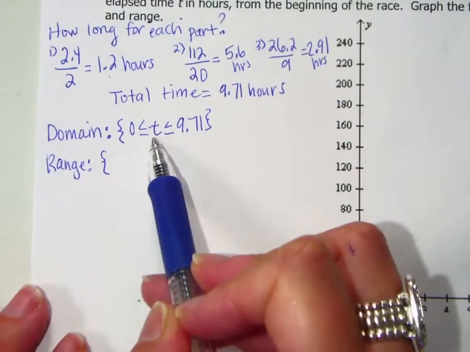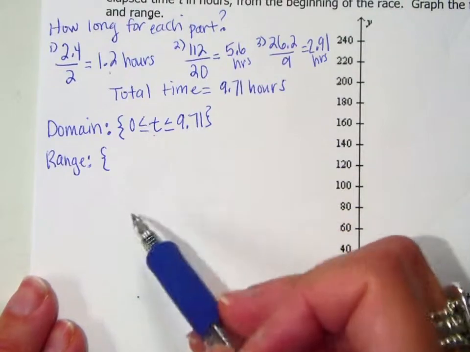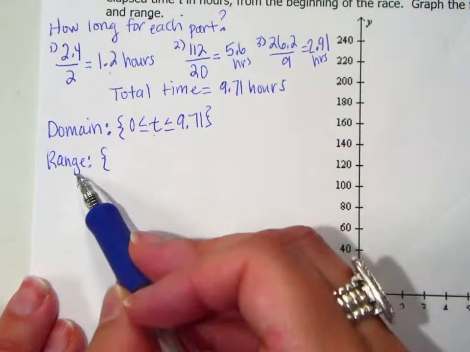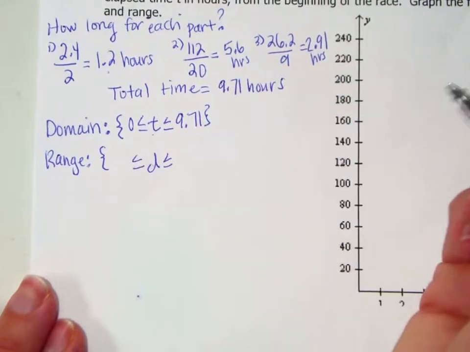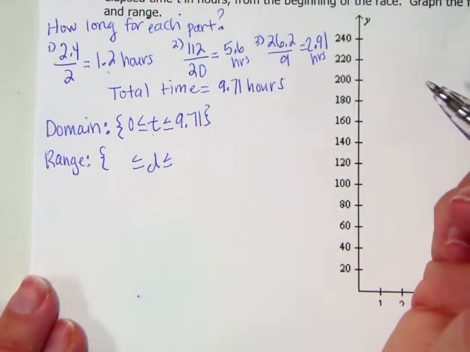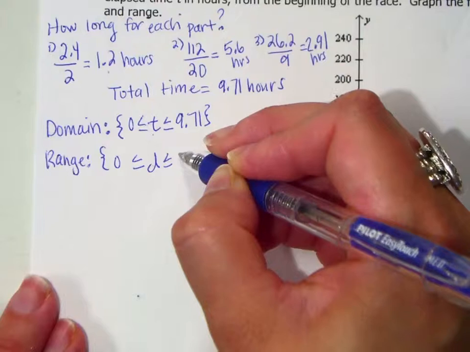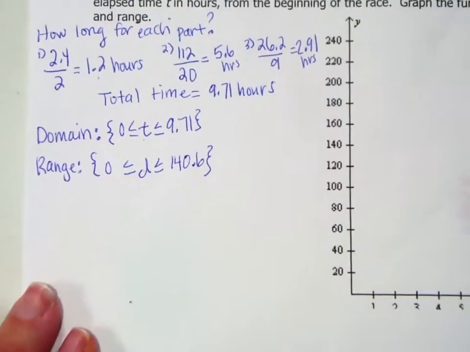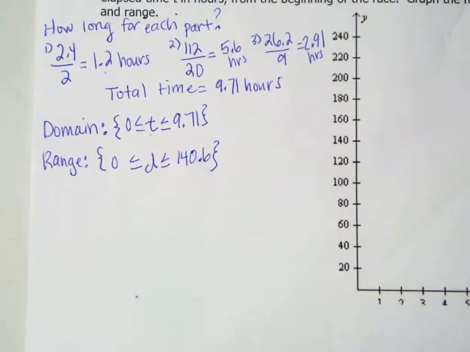If time is the input, what's the output? Michaela? Distance. Okay, so if distance is the output, what's the corresponding range? Yeah. 0 is less than or equal to y, which is less than or equal to 140.6. Very good. Where'd you get that 140.6? Added up all of the miles. Yeah, that's the total distance she went. Okay. So far, so good.